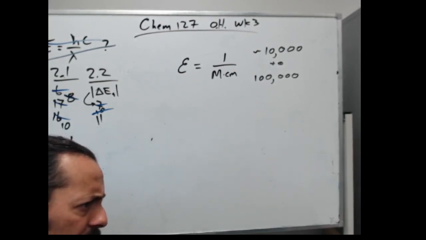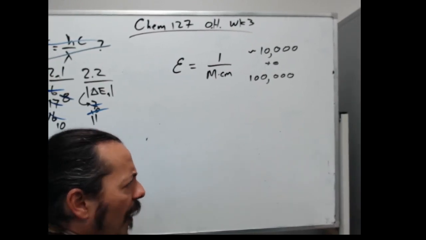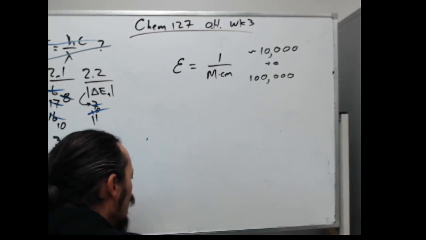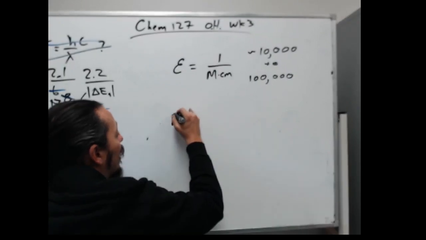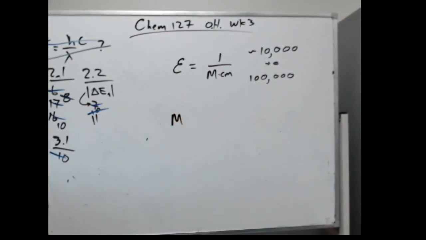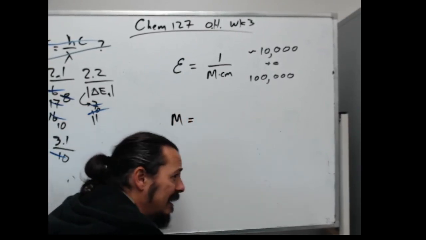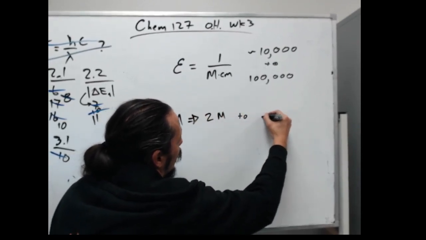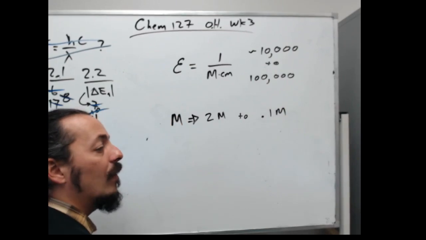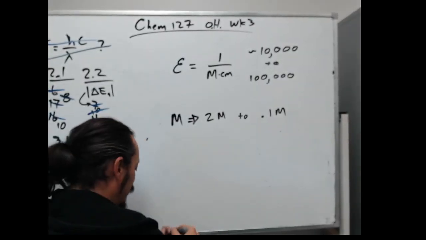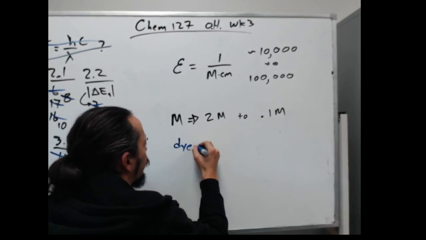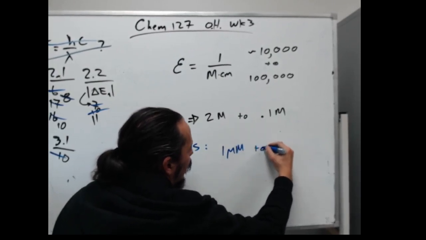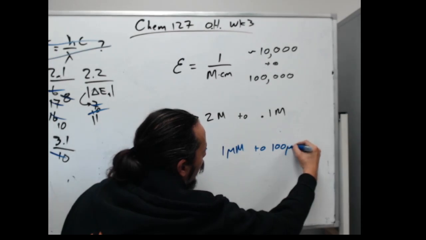What was your other question? I asked about molarity. Oh, molarity. Molarity has a huge range. Most of the stuff we typically deal with in our class is going to be like 2 molarity to like 0.1 molarity. The only place where we get a really big difference in that is when we're dealing with dyes. Dyes are usually on the 1 micromolarity to like 100 micromolarity.